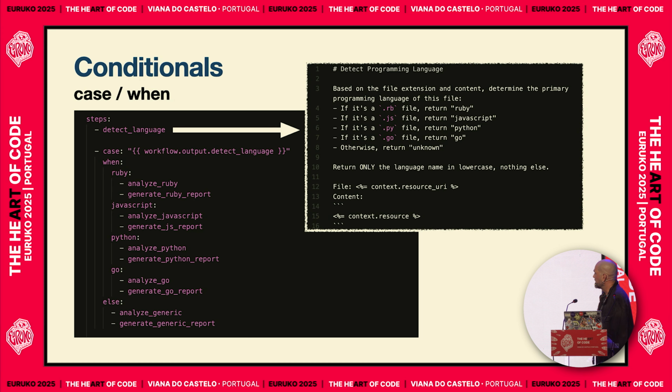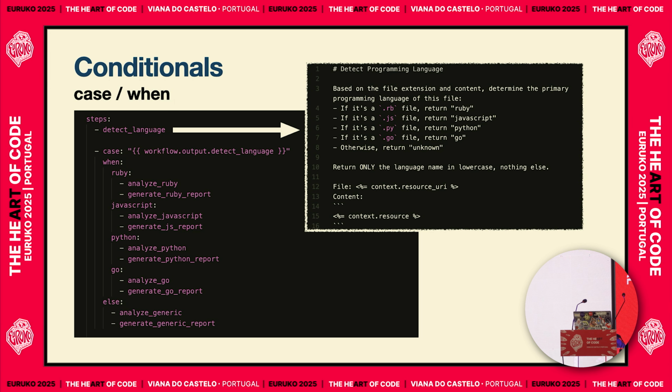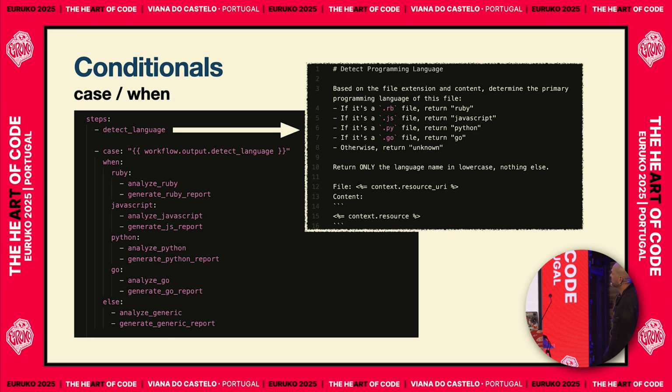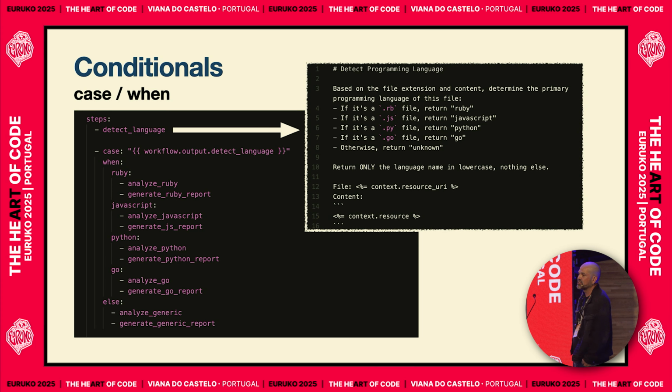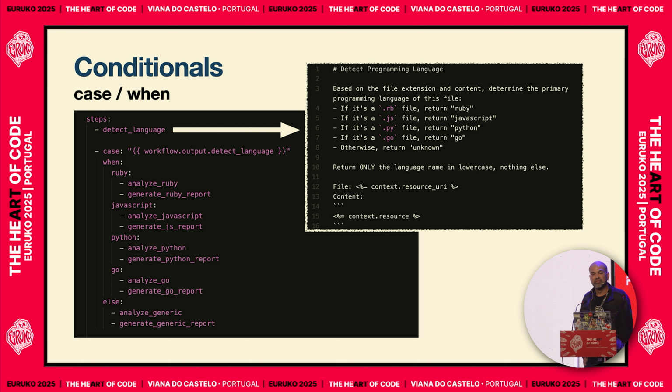Here's an example of how an initial step sets up data that's used by that conditional later on. So that first prompt, which is detect language, tells the LLM, based on the file extension and content, determine the primary programming language of this file. This is almost a trivial example, but there's lots of things that work like this. Basically, this is a categorizer of sorts, right? But if you passed it a rake file, it would do the right thing. If you passed it a gem file, etc.